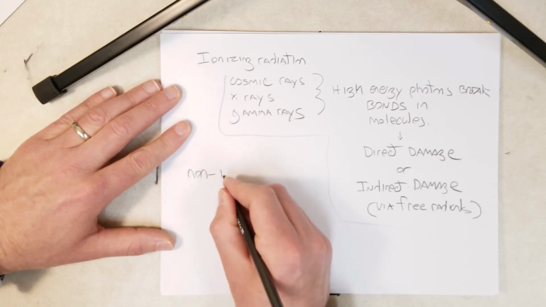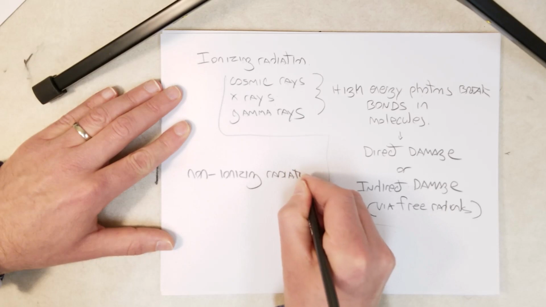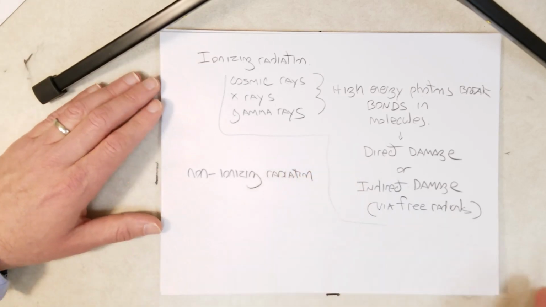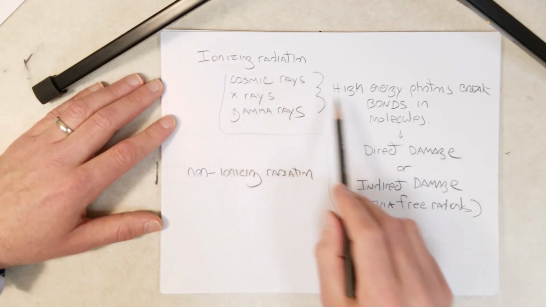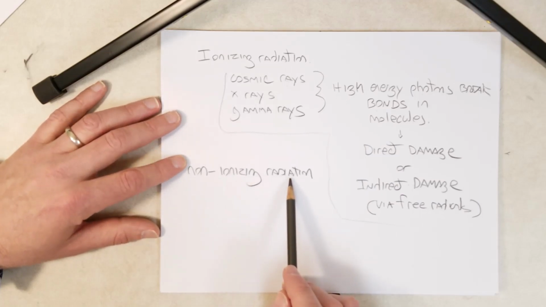Non-ionizing radiation can also cause damage. So that's kind of strange, right? Well, this guy is high enough to break bonds. How can non-ionizing radiation cause DNA damage?